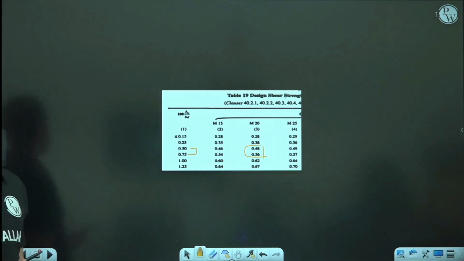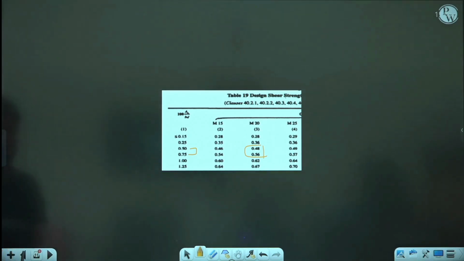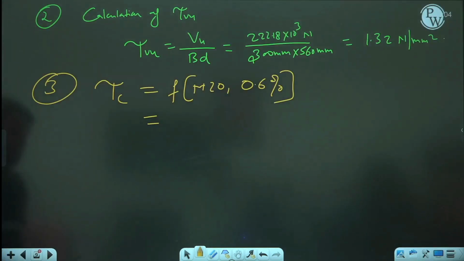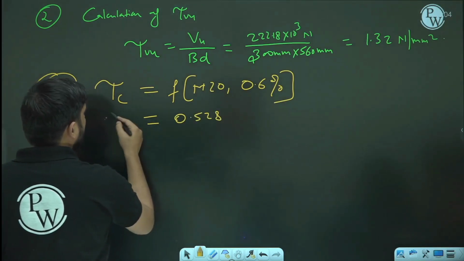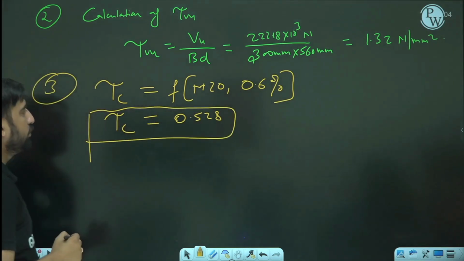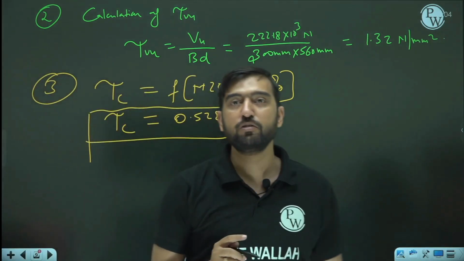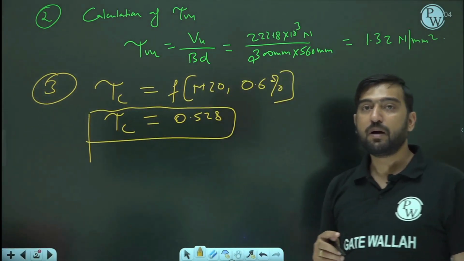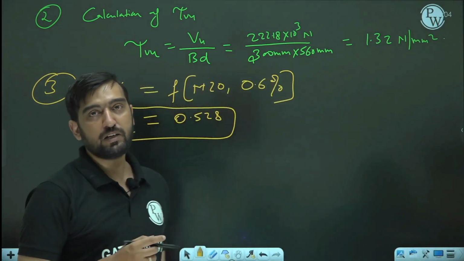So by doing linear interpolation, you can get the value of tau c. This is coming out to be 0.528. So the tau VU value, the nominal shear stress value, is greater than tau C. Also make sure that this tau VU value is less than tau C max.